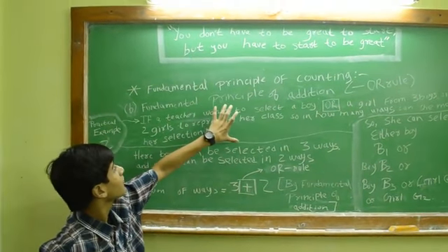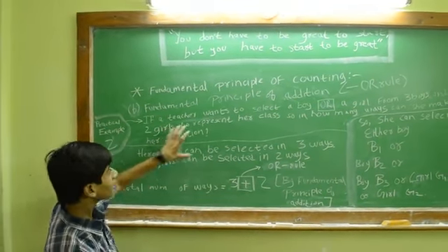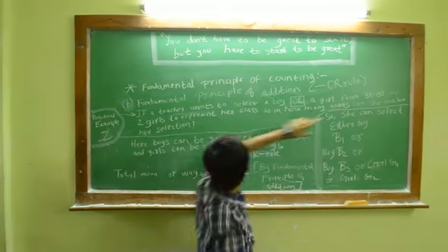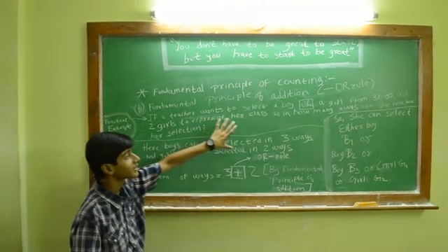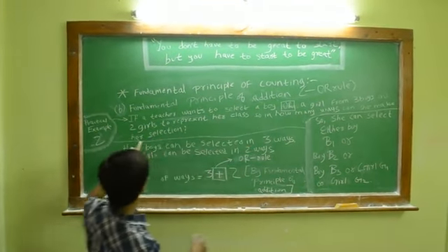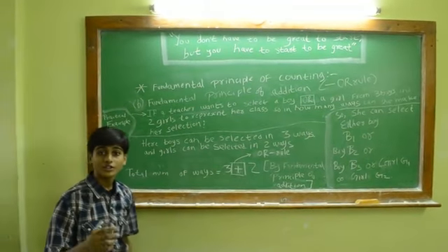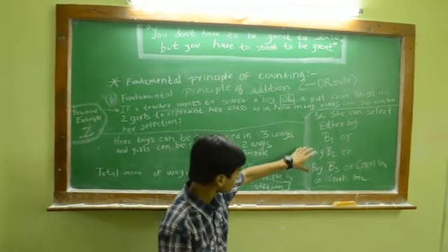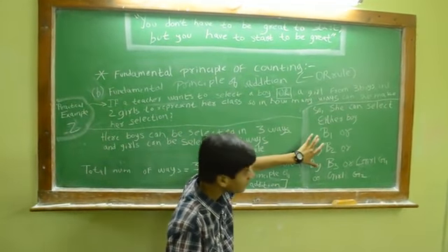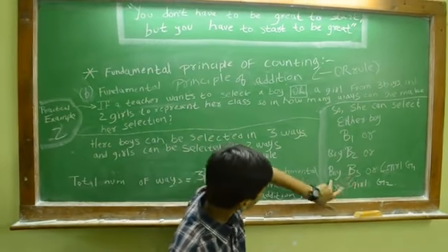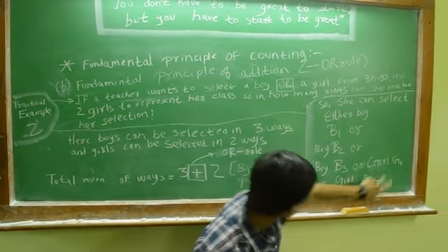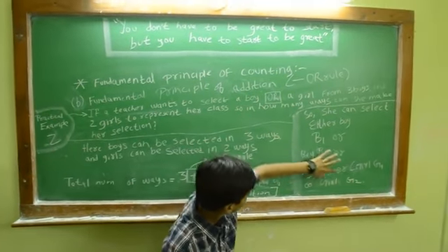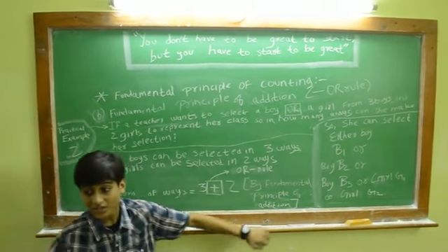Fundamental principle of addition. So if a teacher wants to select a boy or a girl from 3 boys and 2 girls to represent her class, in how many ways can she make her selection? Here the teacher wants to select either a boy or a girl. So she can select either boy B1 or boy B2 or boy B3 or girl G1 or girl G2. So there are 1, 2, 3, 4 and 5 possible ways that she can make a selection.